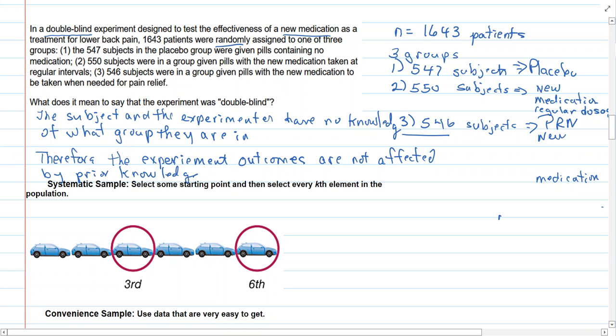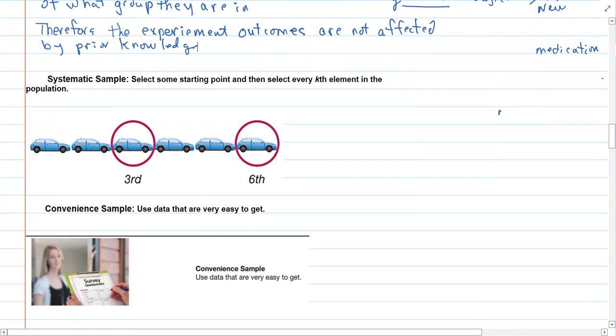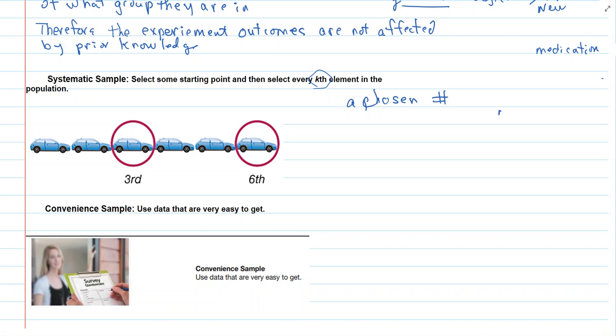So, in this case, until the end of the experiment, would they understand what's going on? Here we have another system of experiments, of testing, designing, and that's a systematic sample. Selecting some starting point and then selecting every chosen number element in the population of whatever we're studying.